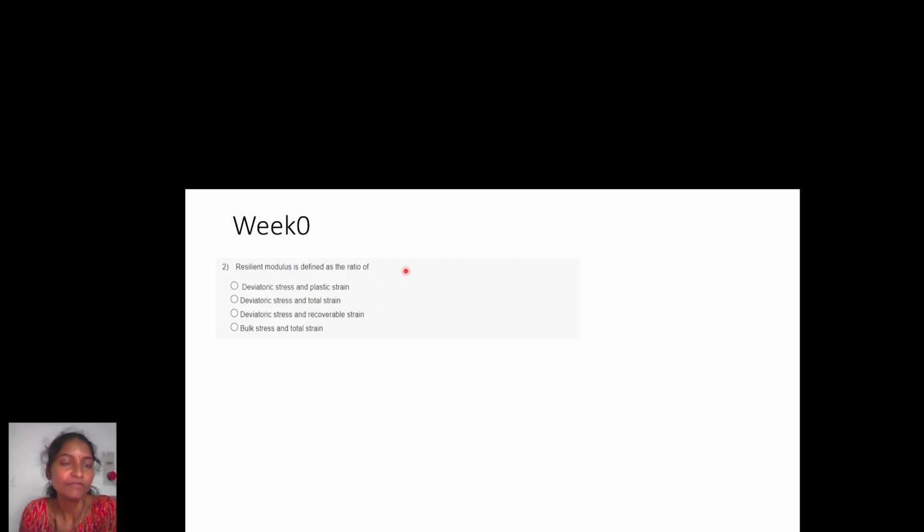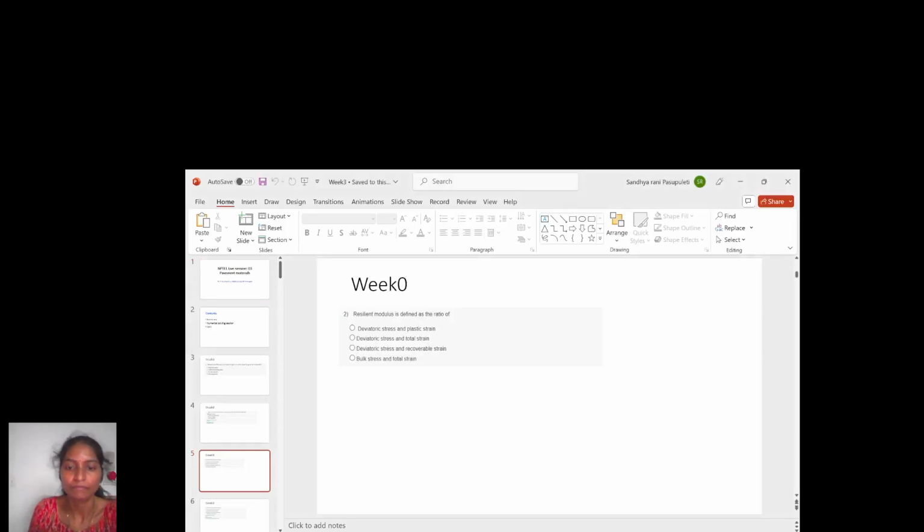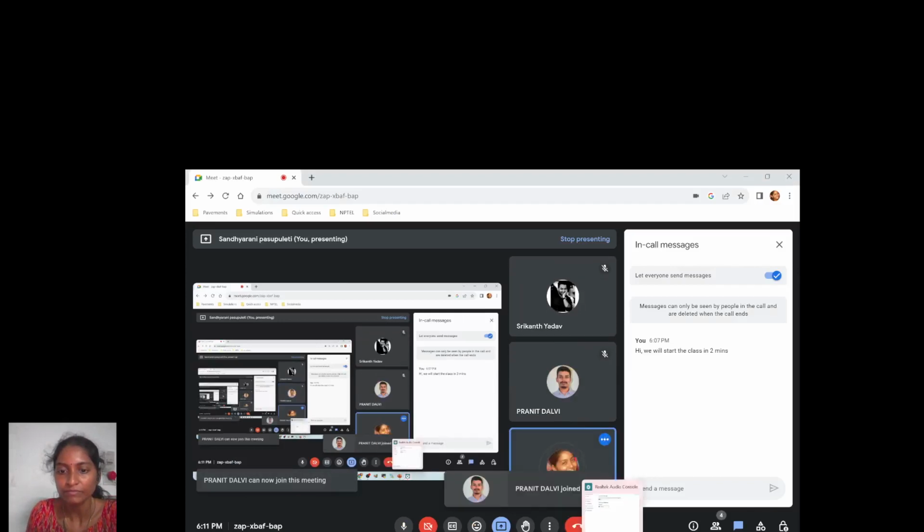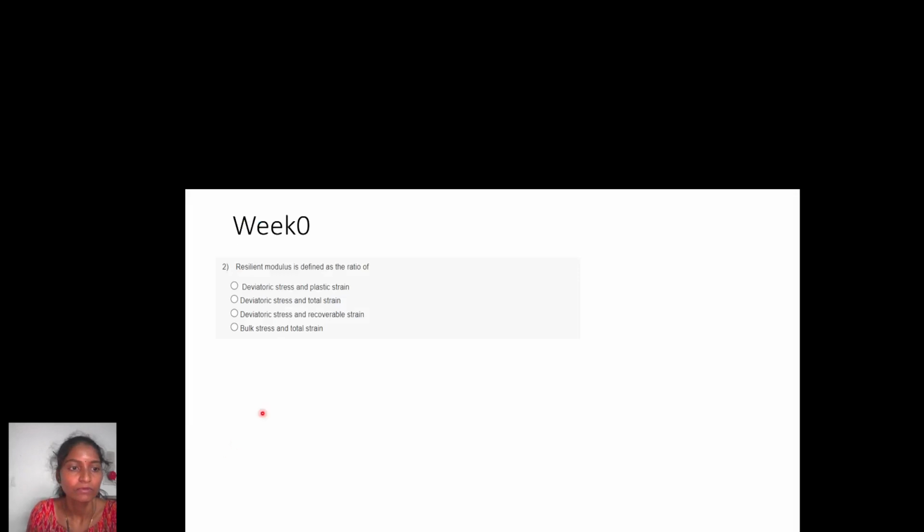If we come to the second question, which was resilient modulus is defined as the ratio. We know that we calculate the resilient modulus based upon the recoverable strain. When soil or aggregate material is subjected to a repeated number of load applications, after a particular number of load applications there are two parts of the strain, the recoverable and the unrecoverable strain. The amount of non-recoverable strain remains constant and you only consider the recoverable strain. So deviatoric stress and recoverable strain are the ones we use to calculate the resilient modulus.